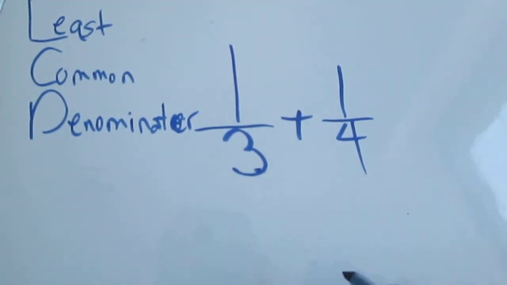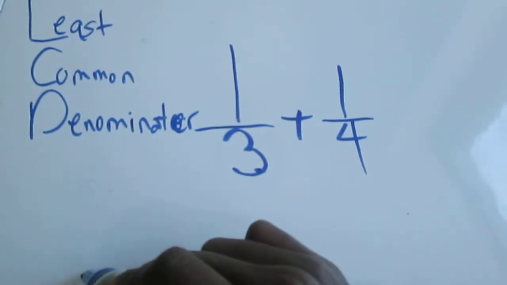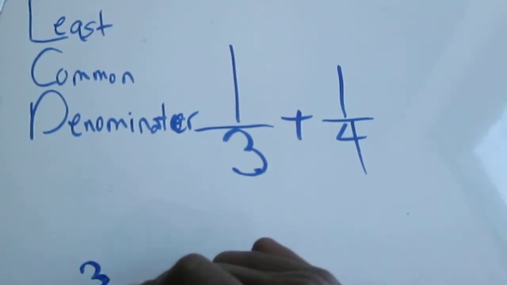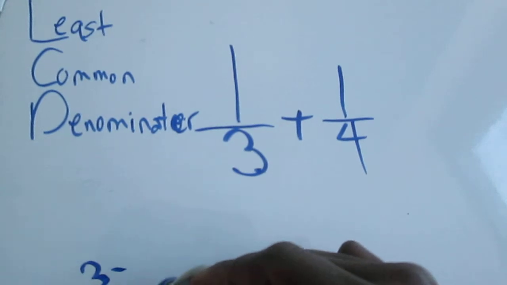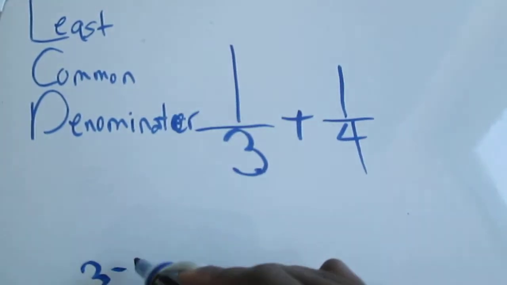So I'm going to start over here. Can you see me here? I hope you can see this over here. I'm going to start over here. And I'm going to give out some multiples. I'm going to find the LCM, or the least common multiple, for 3 and 4. That's going to give me my least common denominator. So I'm going to start here.